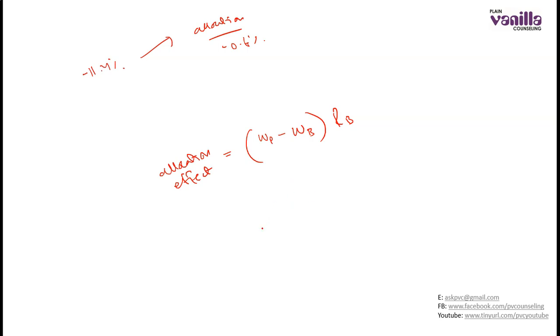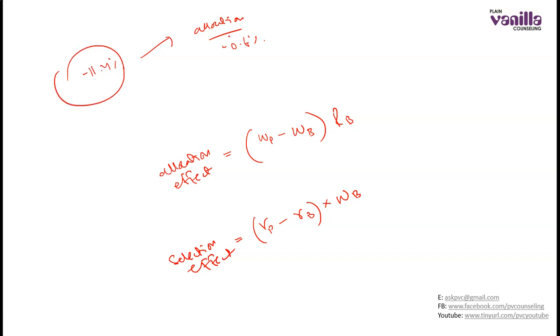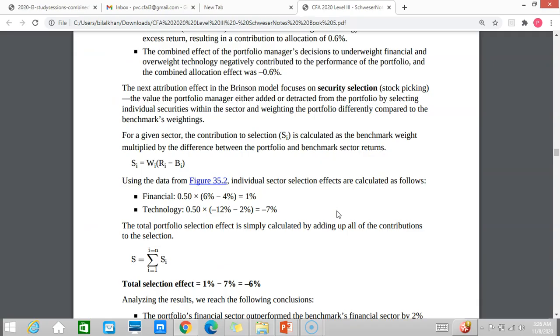Now what you are doing? You are doing return on portfolio minus return on benchmark multiplied by weight of benchmark. This is your selection effect, which is due to selection, and these two combined lead to total impact. So allocation effect you have already calculated. For selection effect you can use this formula: return on portfolio minus return on benchmark multiplied by weight of benchmark.